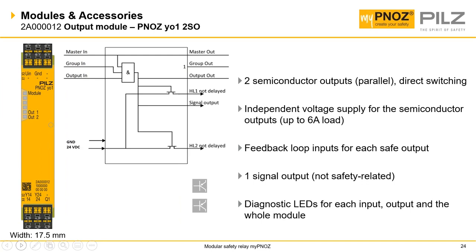So moving on to the output side, this is the PNOZ output module YO1 2SO. It has two parallel direct switching semiconductor outputs with an independent voltage supply of up to 6 amps. Feedback loop inputs and the one not safety related signal output are common across all the myPNOZ output and input-output modules. And again, we have the ever-present diagnostic LEDs.